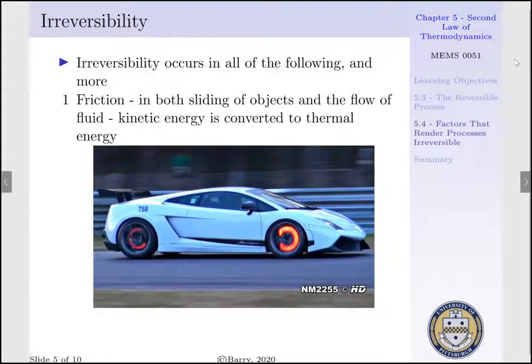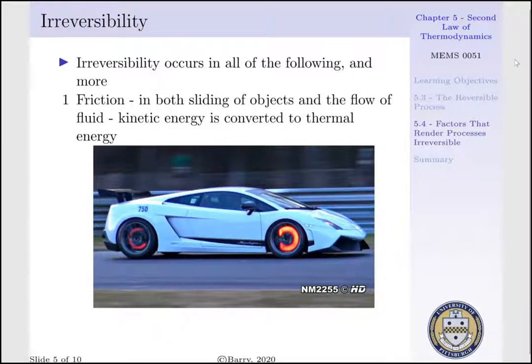There are many factors that contribute to irreversibility, and we are going to name just a few, the most common that we encounter in engineering applications. And the first is friction. Anytime you have sliding objects in contact with one another, or flow of a fluid, we dissipate energy. That is, kinetic energy of our sliding objects is converted to thermal energy. Consider the brake pads and rotors on this Lamborghini. During hard braking, the kinetic energy of the car is converted to thermal energy within the brake rotors that then is dissipated to atmosphere. We cannot recover this energy, and therefore it constitutes a loss.